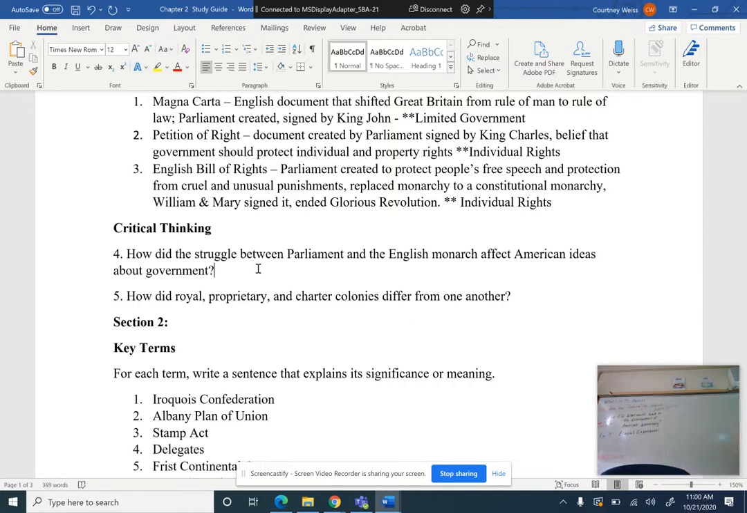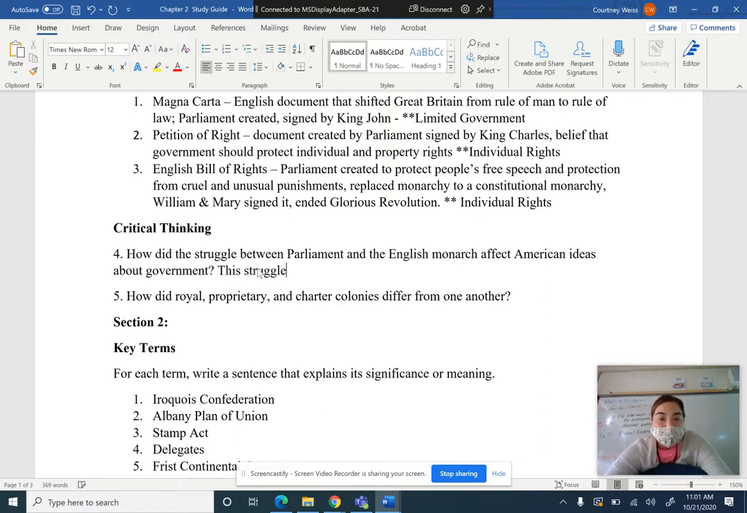Basically, this struggle was because the English monarch was so powerful that he was oppressing the people and violating the rights of the people. So what we did, and by we, I'm talking about Americans at this time, these ideas influenced our government because we wanted to make sure that the central government, the national government, didn't have too much power. So we took these ideas, right?